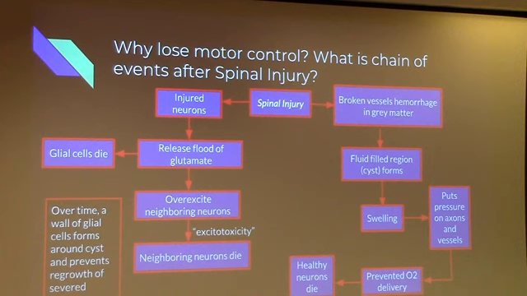Any questions about this? Yes? Is that wall of glial cells, are they dead glial cells? So they're not dead glial cells. This is the immediate chain of what happens right after the spinal injury. So yes, there are a lot of glial cells dying, but over the long term, you have glial cells that come in and form a wall around that area, preventing any other degenerative immune system reaction.